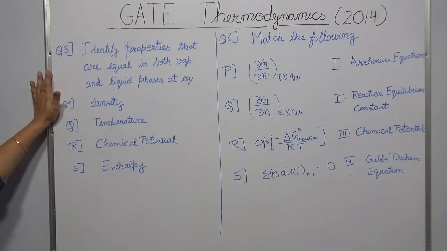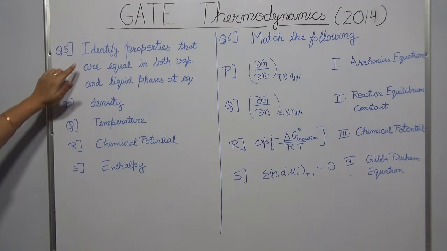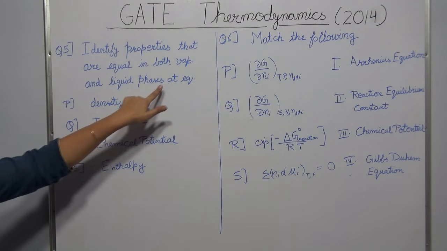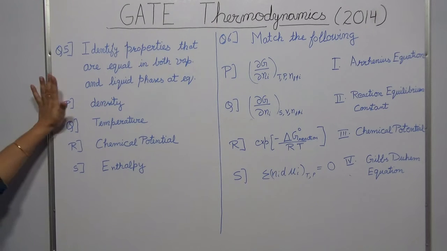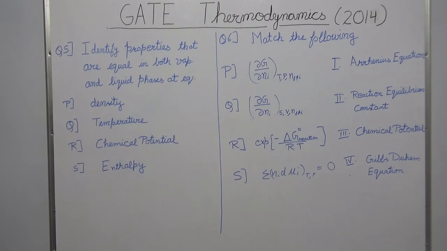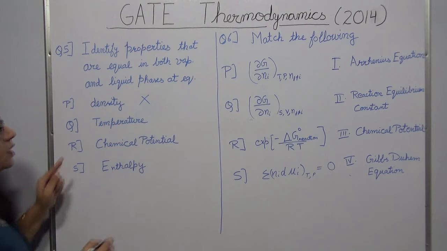Such type of problem also appeared in Gate 2018. These type of problems frequently appear in Gate and they are very easy. They have said identify the properties that are equal in both vapor and liquid phases at equilibrium. First one is density. Density is not equal.